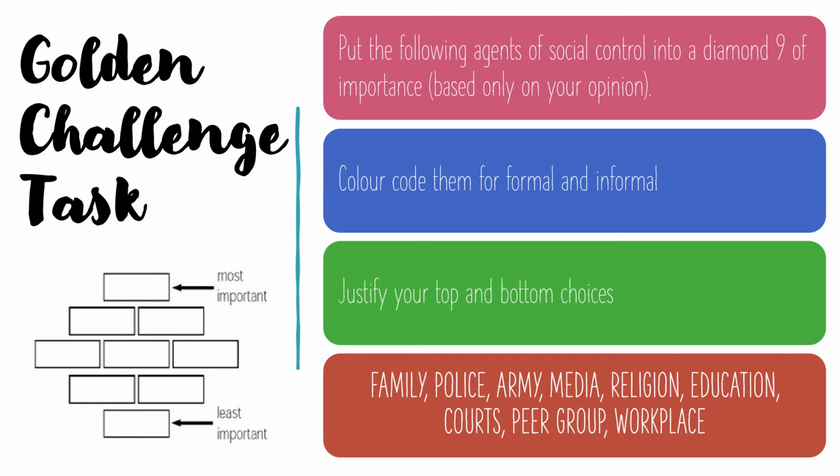So really simple. I'd like you to do a diamond 9. So at the bottom you can see family, police, army, media, religion, education, courts, peer group and workplace. 9 agents of social control. Can you put them into a diamond 9 of importance based solely on your opinion? Which one do you think is more important in getting people to conform, to stick to the rules? Colour code them for formal and informal, and then justify your top and bottom choices. I think it'd be really interesting to see what you guys come up with. Thank you.